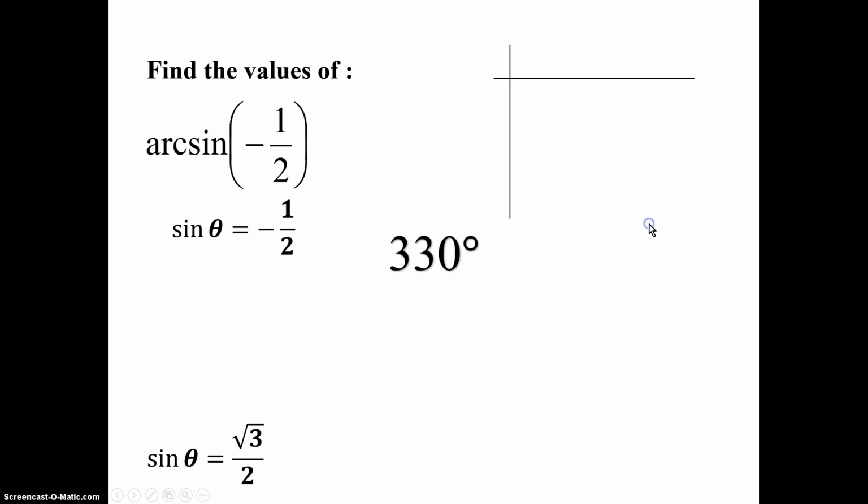So let's take a look at an example. Find the value of arc sine of negative 1/2. You have to think about this differently. Traditionally, what I've done is I have given you an angle. So, for example, I have given you sine of 30 degrees. Well, that's very easy because I know that sine is the y coordinate. So what you would do is go to your unit circle, look up 30 degrees, and look at the y coordinate of 30 degrees, and that would be your answer.